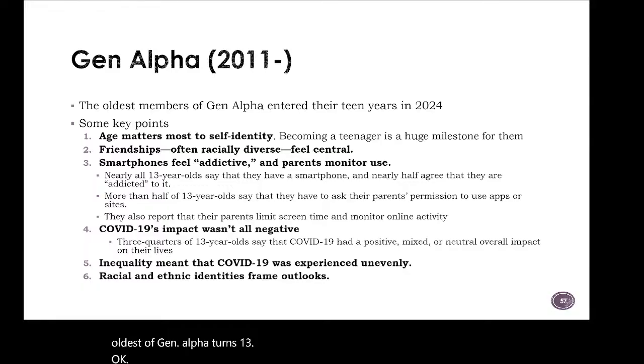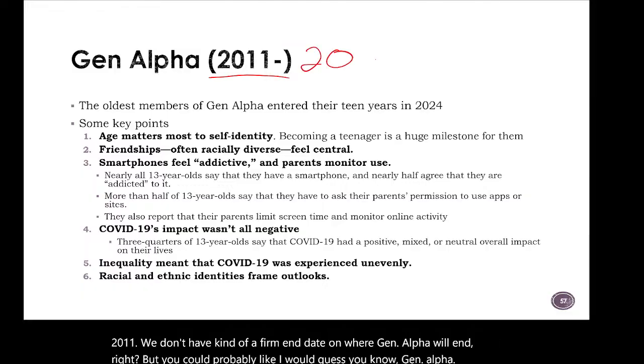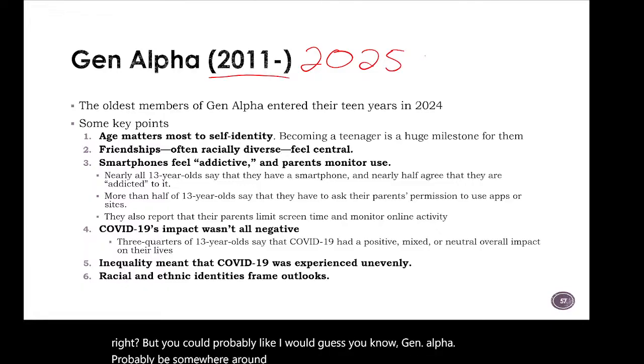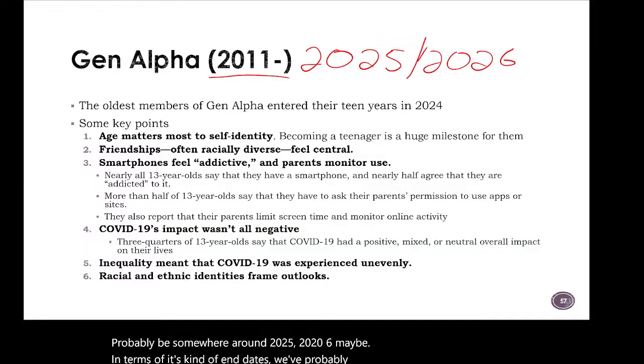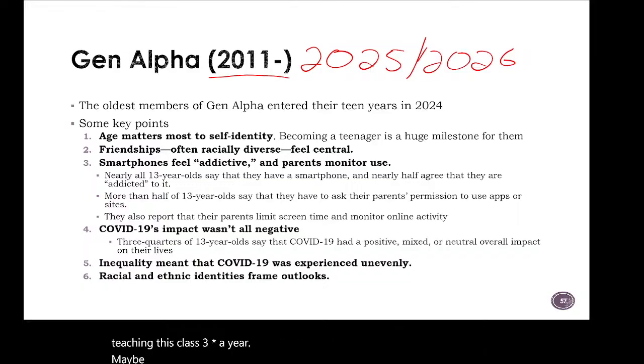So Gen Alpha, basically, by the logic, we have Gen Z ending in 2010. So Gen Alpha would start in 2011. We don't have a firm end date on where Gen Alpha will end. But I would guess Gen Alpha will be somewhere around 2025, 2026 maybe, in terms of its end date. So we've probably already hit the end of that, but we'll see. Many years after you've left this place and I'm still teaching this class 3 times a year, maybe I'll have more on when Gen Alpha ended. And I'm sure you'll care deeply by that point.